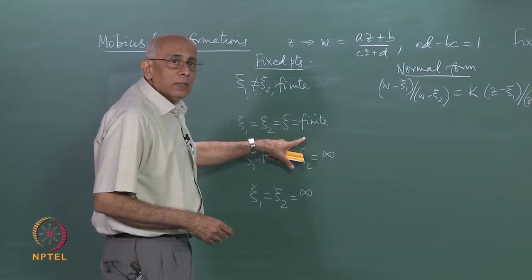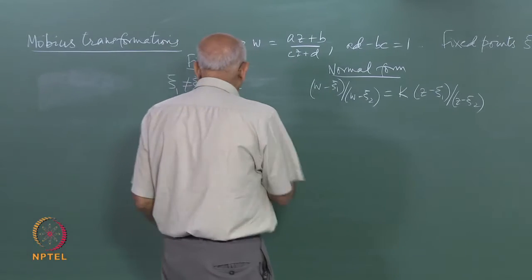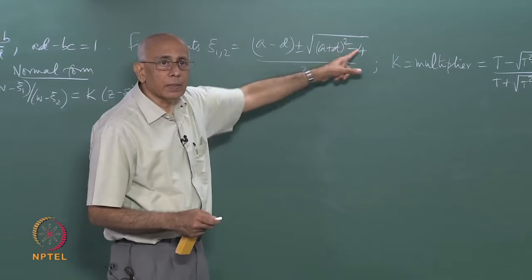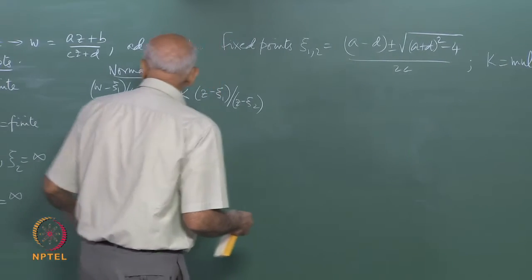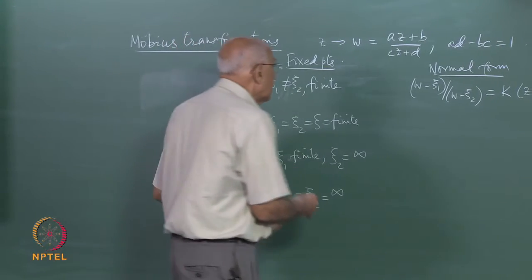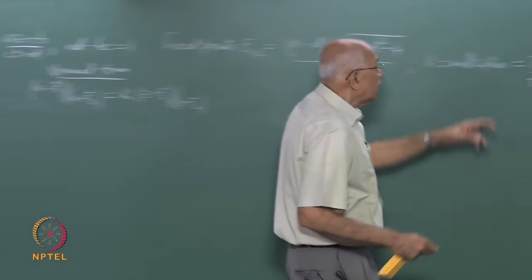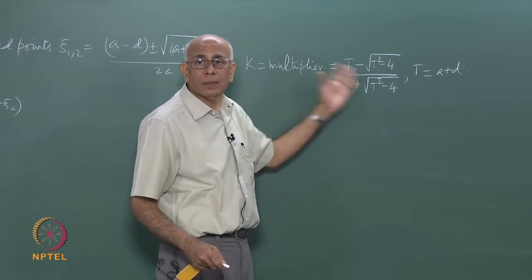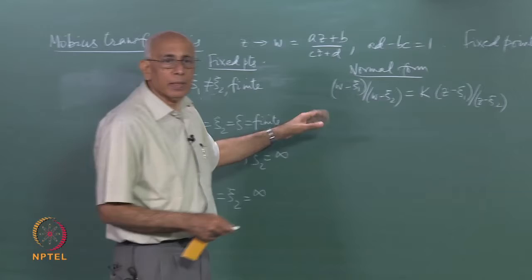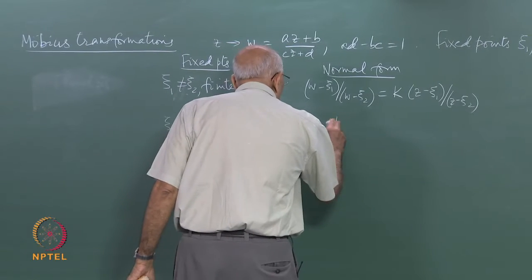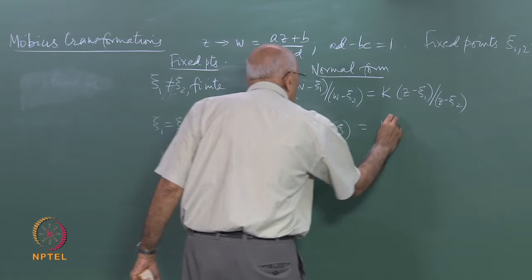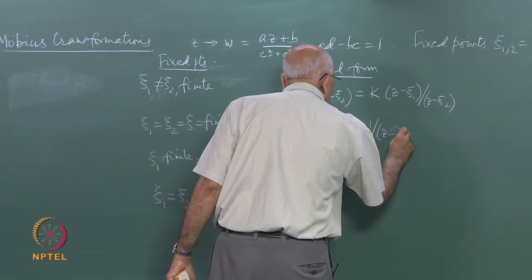The normal form in this case was slightly different. As soon as you have the two coincide, it implies that a plus d whole squared is 4 right here, and then the fixed point xi becomes a minus d over 2c, this point here. And then you can also see that if t squared is 4, then k equal to 1 automatically. So the multiplier becomes 1, therefore in this normal form you will not have a multiplier, and what happens now is 1 over w minus xi becomes 1 over z minus xi, right.